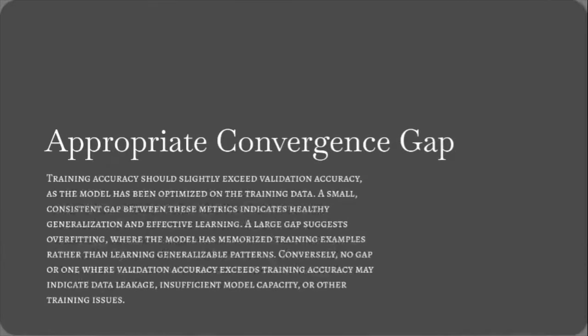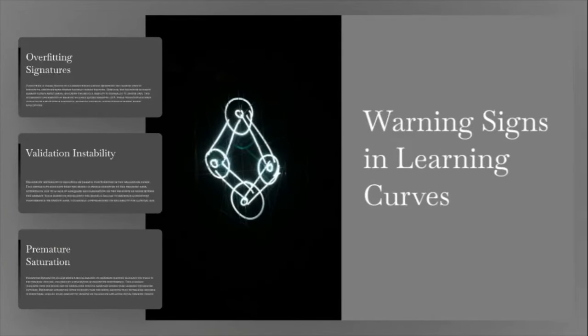Training accuracy should stay slightly above validation. That's normal, since the model optimizes on training data. A small, consistent gap means healthy learning. A large gap means overfitting. No gap, or validation exceeding training, signals data leakage or training problems. We're looking for that small, appropriate separation. Those were the signs of healthy learning curves.